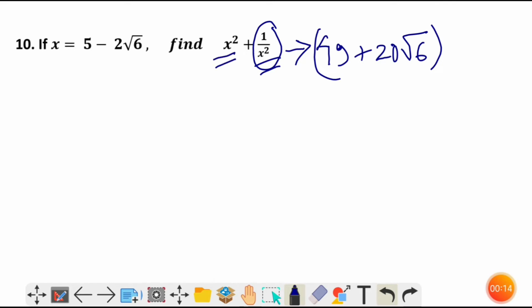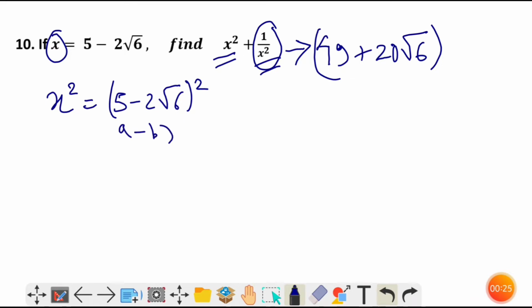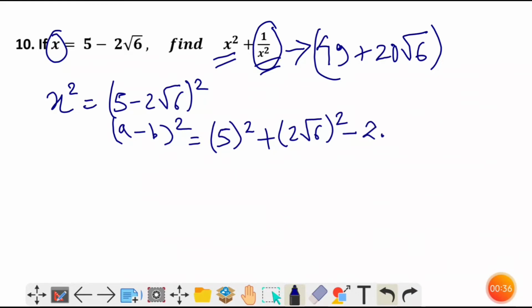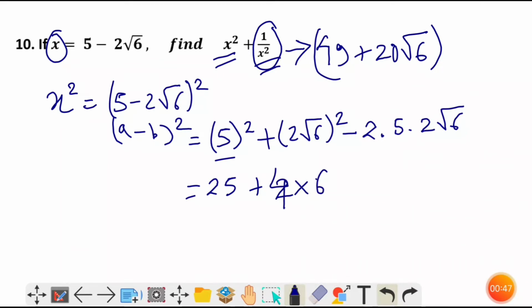Since we have got the value of 1 by x square, now we have to find x square. So x square is (5 minus 2 root 6) whole square. Again we are using the formula (a minus b) whole square, that is a square plus b square minus 2ab. So a square is 5 square, b square is (2 root 6) square, and minus 2 into 5 into 2 root 6. 5 square is 25, 2 square is 4, and 6.